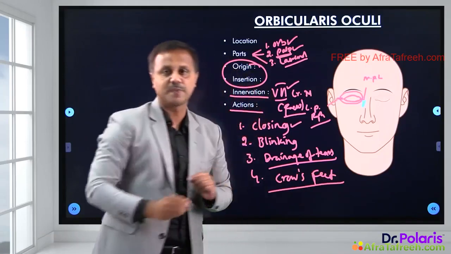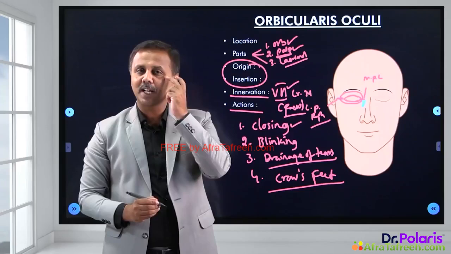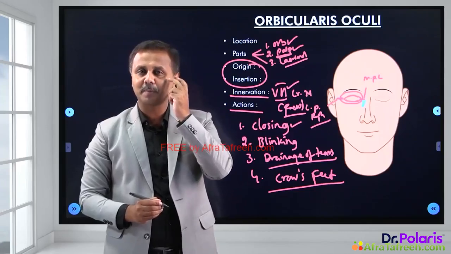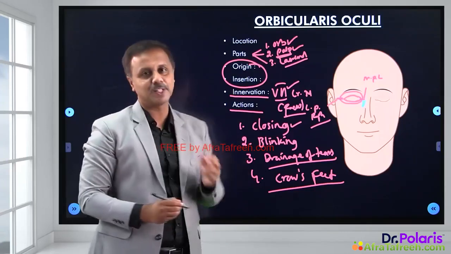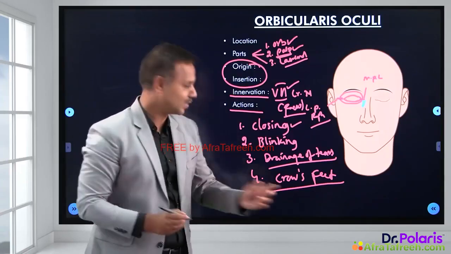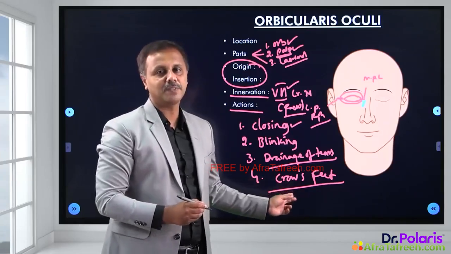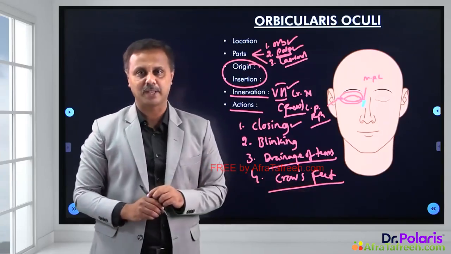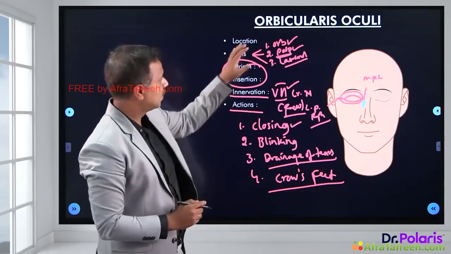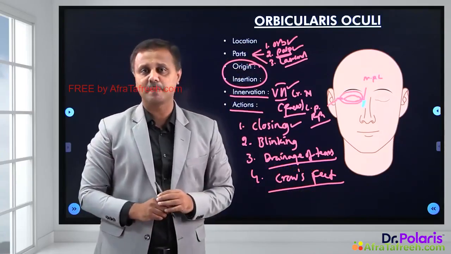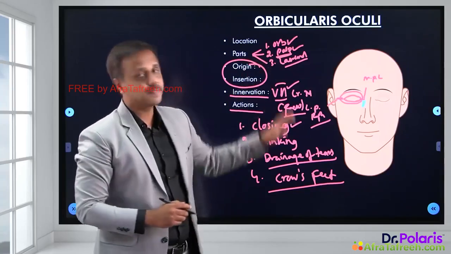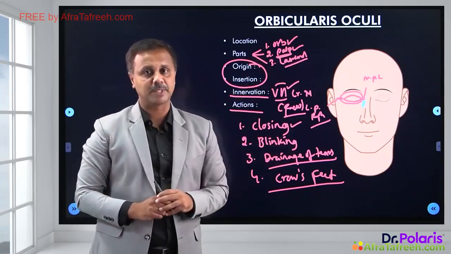Now what is this crow's feet? This is due to contraction of the orbital part of orbicularis oculi, which is seen especially in old age individuals. It is not exactly an action, but you can remember this as one of the effects which you can see with aging. Right? So this is regarding the details of orbicularis oculi. Very frequently asked in your theory exams.